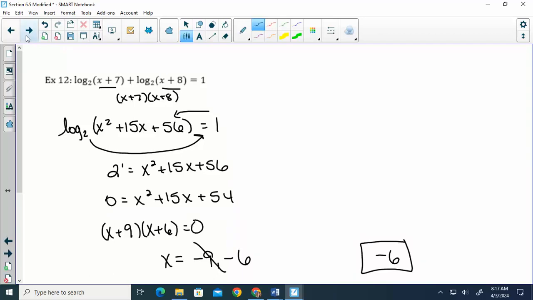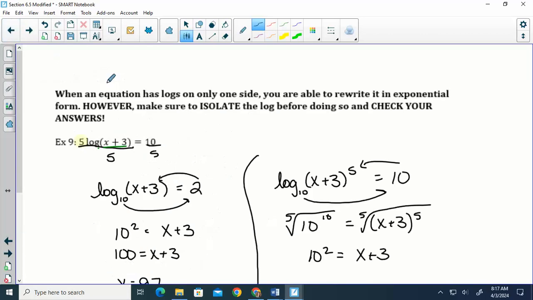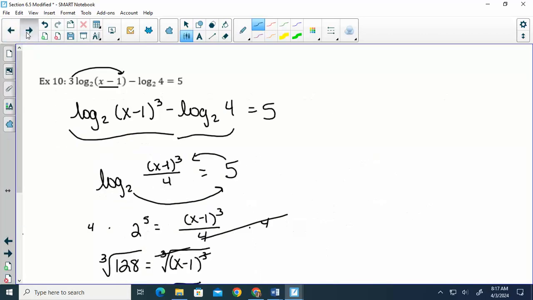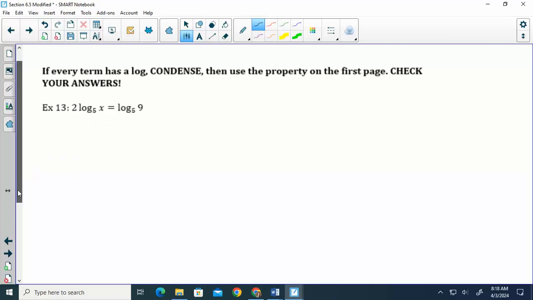All of the problems we've done so far have some terms with a log and some without. Here we had 2 logs and then a number by itself. Our strategy is to get those logs into a single one so we can change it into exponential form. But we might also see problems where we have logs on both sides.